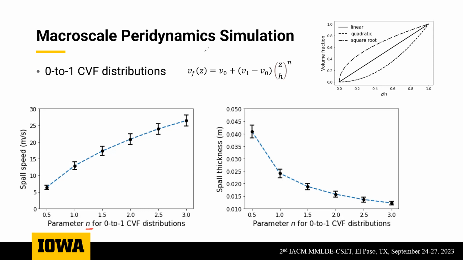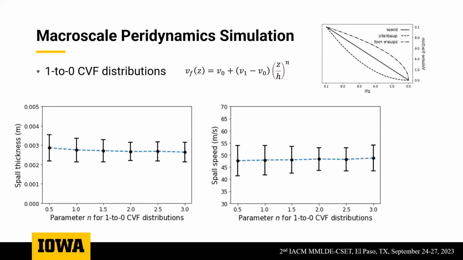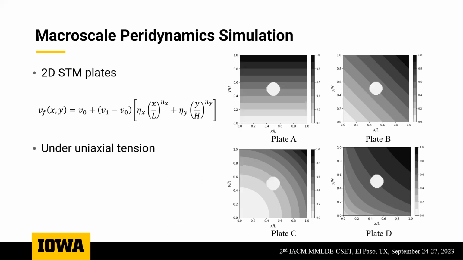We also studied what if the explosion occurs on the ceramic surface, and then the free surface will have the spallation. From our simulation results, we conclude that the volume fraction distribution has no significant impact on the spallation if the explosion occurs on the ceramic surface. This is for the case where the volume fraction distribution is one-dimensional.